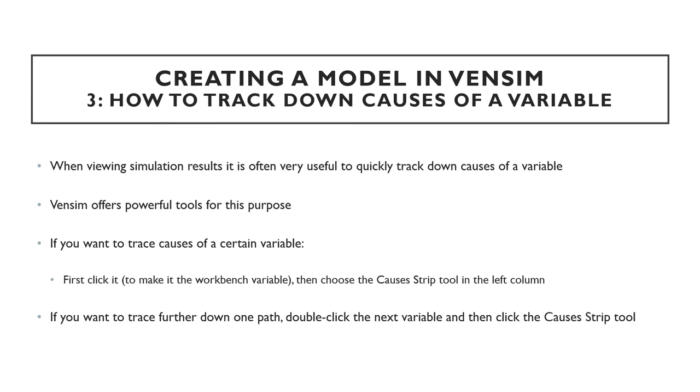Finally, you can track down causes of a variable. When viewing simulation results, it is often very useful to quickly track down causes of a variable. VenSim offers powerful tools for this purpose. If you want to trace causes of a certain variable, first click it to make it the workbench variable, then choose the causes strip tool in the left column. If you want to trace further down one path, double-click the next variable and then click the causes strip tool.